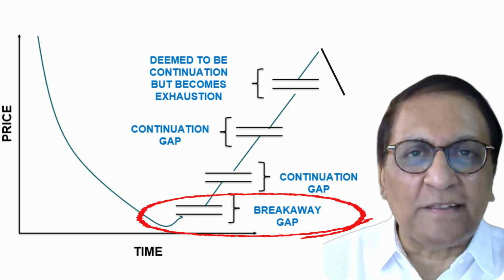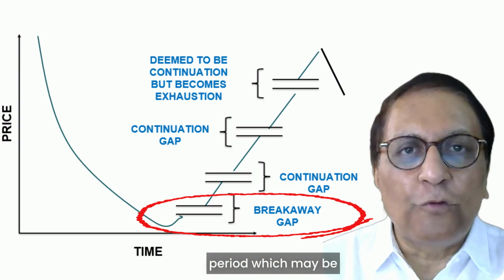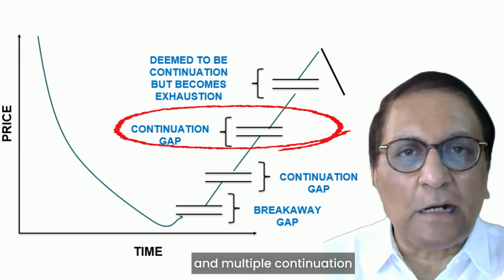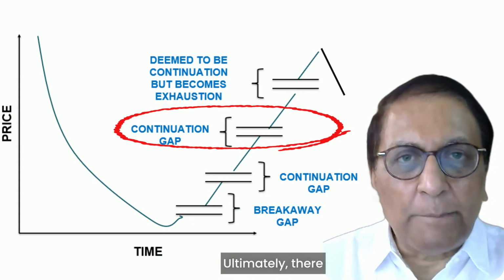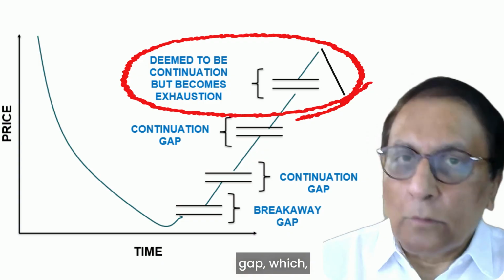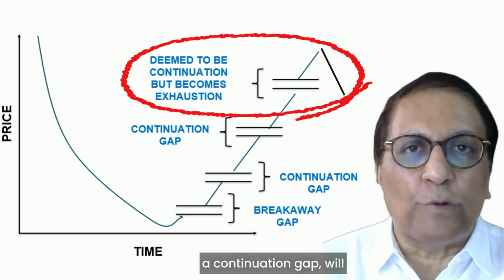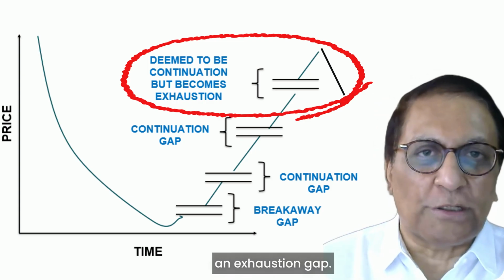As the trend progresses, there will be a resting period which may be punctuated by a continuation gap, and multiple continuation gaps can occur. Ultimately, there will be a continuation gap which, though deemed to be a continuation gap, will get quickly covered and becomes an exhaustion gap.